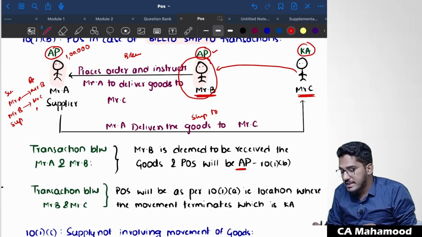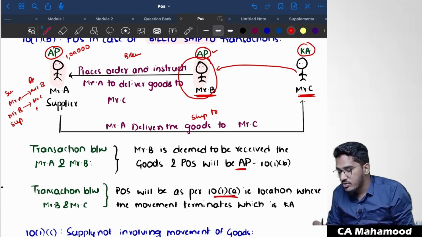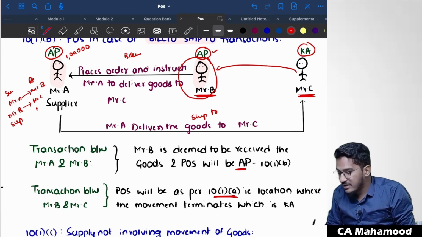Sir, here one more transaction is taking place between Mr. B and Mr. C, no? So now that will be governed by section 10 subsection 1 clause A. That is, this is a supply of goods involving movement. So for the transaction between Mr. B and Mr. C, the place of supply will be the place where the delivery comes to an end.